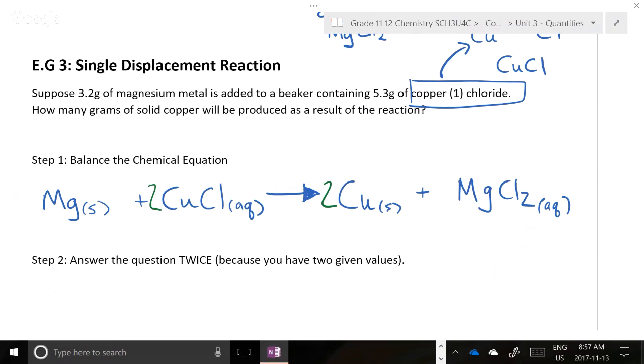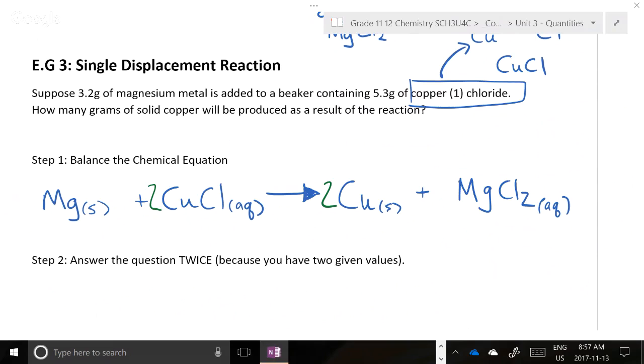I've told you there's 3.2 grams of magnesium. So we can ask what would happen if we use all the magnesium. What else have I told you? 5.3 grams of copper chloride. Good, very good. So the other question we can ask is, what if we used up all of the copper chloride?